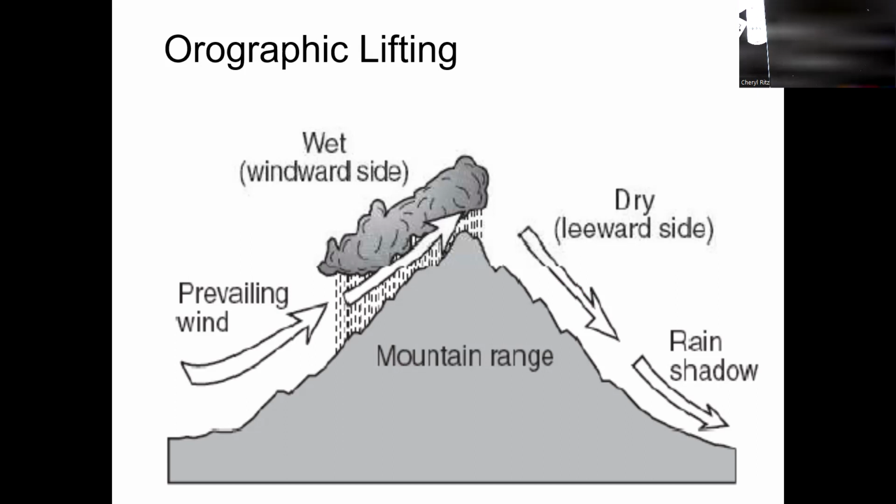The leeward side of the mountain is the other side of the mountain. And yes, you will need to know the difference between the windward side and the leeward side. So on the windward side, the wind is blowing towards the mountain. What does the wind have to do when it hits the mountain? Go up. It has to go up. Wind cannot go through a mountain. It can't go under a mountain. So the wind has to go up.